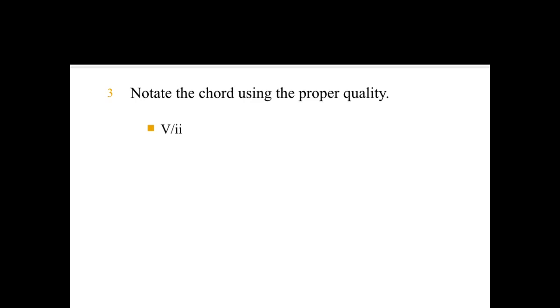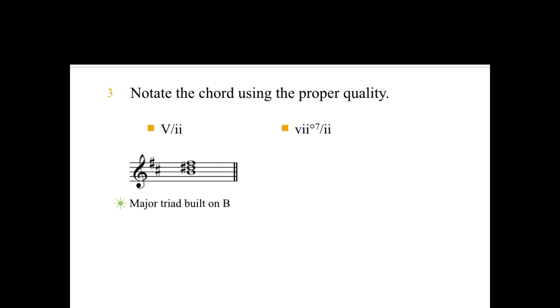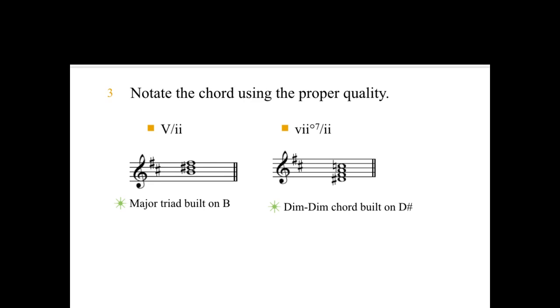So, V of 2. Since it's a dominant, you write a major triad on B. Remember, B was the dominant of E, which is the temporary tonic 2. For vii fully diminished 7, you would write a diminished chord built on D sharp. D sharp, F sharp, A is a diminished triad, and C natural is the diminished 7th above the D sharp.